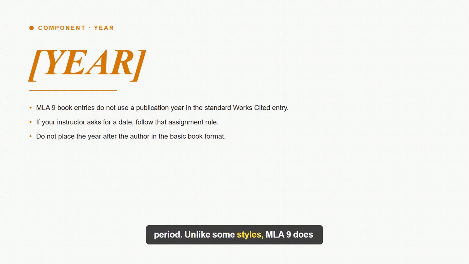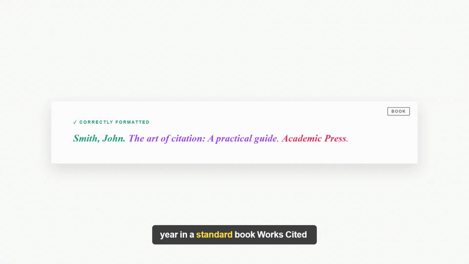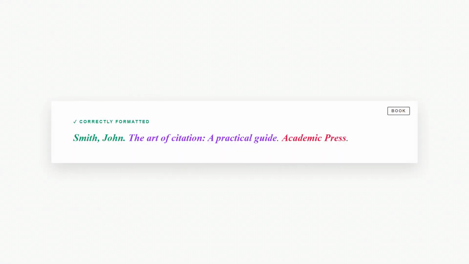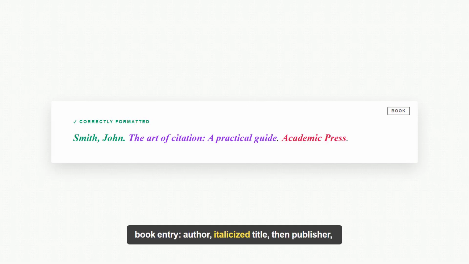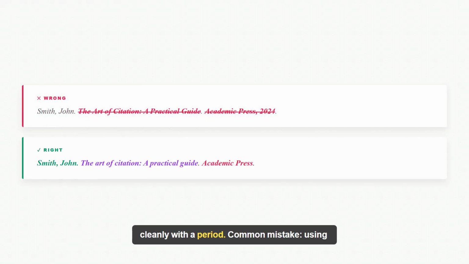Unlike some styles, MLA 9 does not include the publication year in a standard book works cited entry. Here's the finished MLA 9 book entry: author, italicized title, then publisher, each ending cleanly with a period.